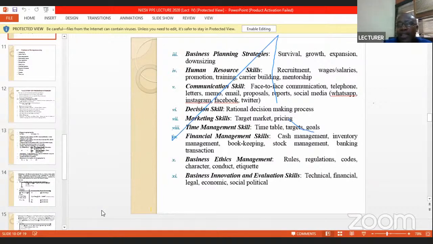Number 1, identify the problem. Number 2, collect data. Number 3, analyze the data. Number 4, project into the future. Number 5, come up with alternative plans.